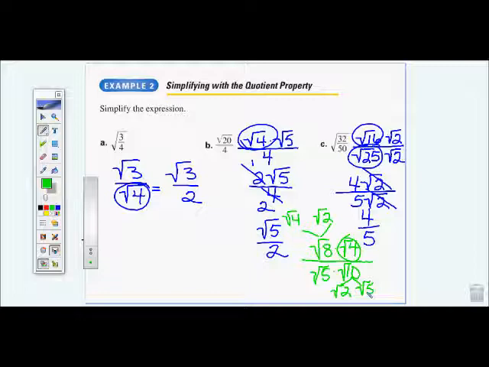And now I have 2 square roots times each other, so that would be 5. I cannot do anything with the square root of 2. And I have 2 square roots of 4 multiplied by each other, so I could change that to 4. And I would have my square root of 2 left over.